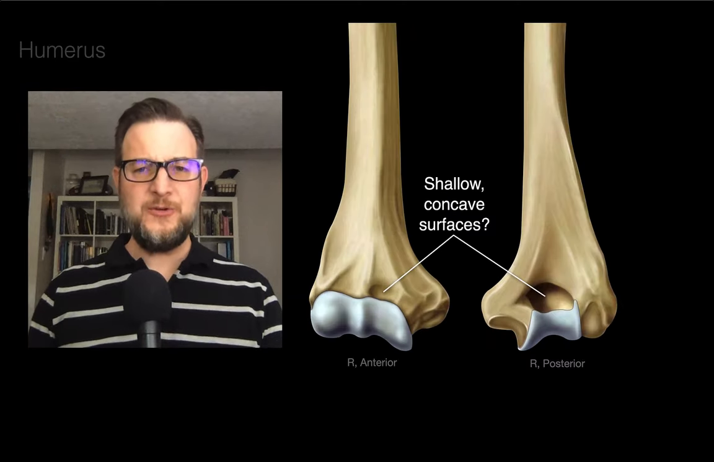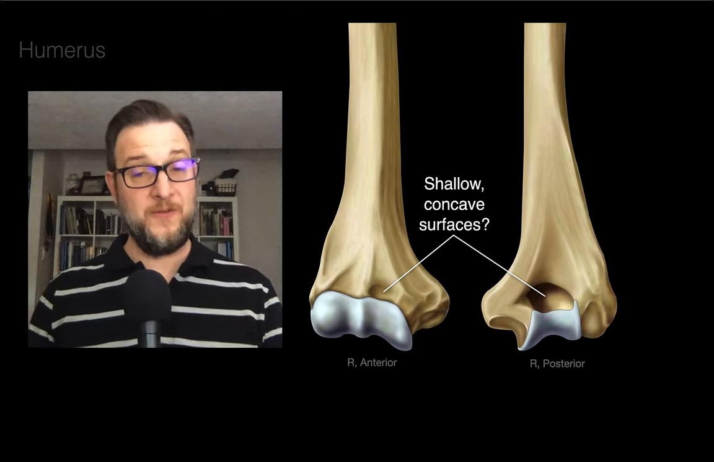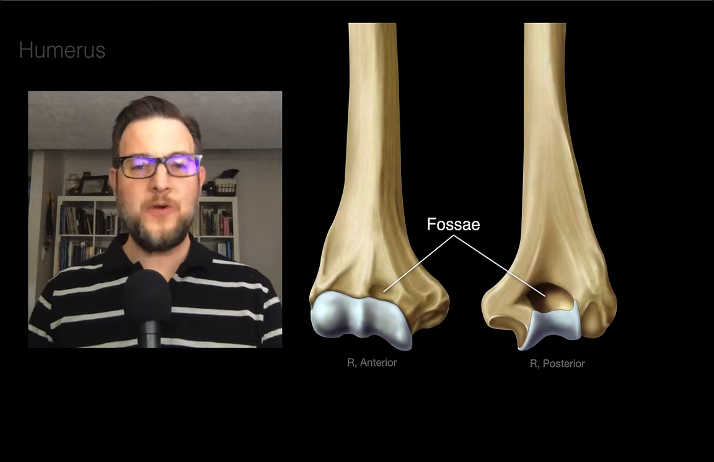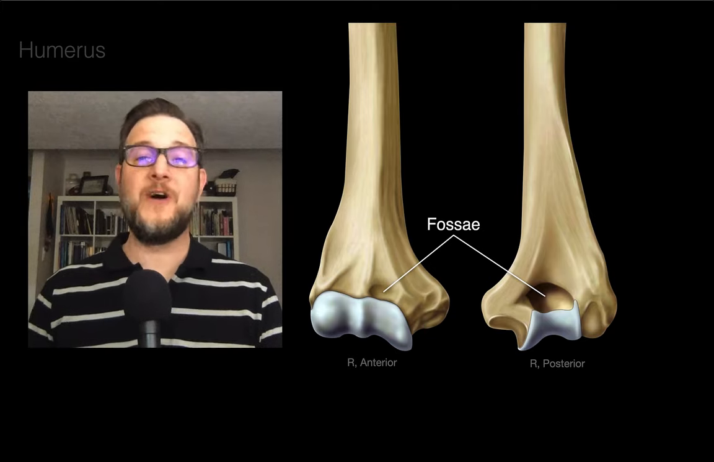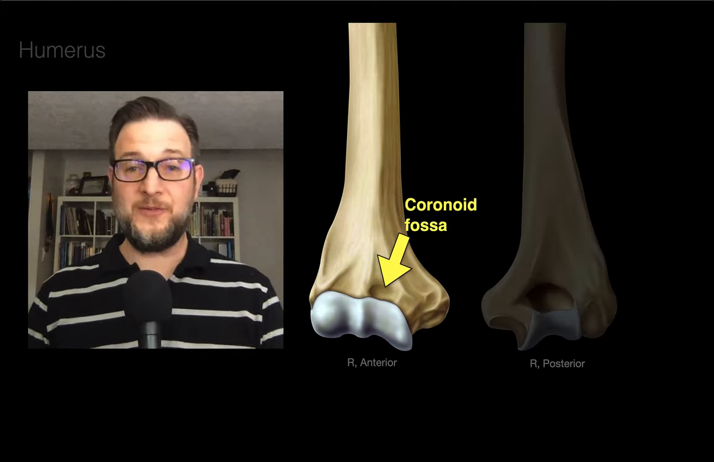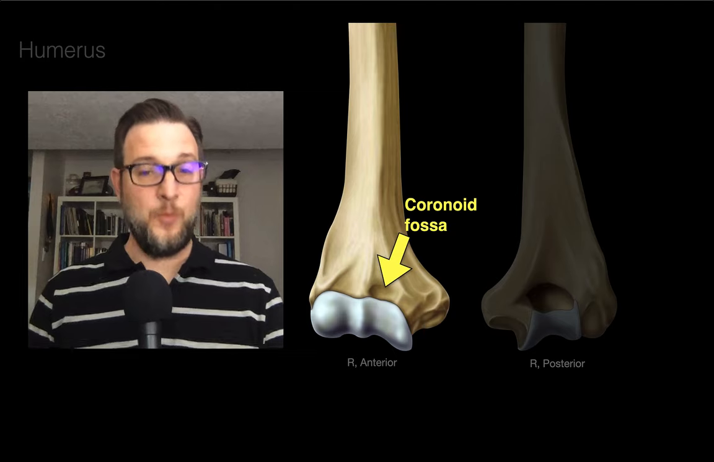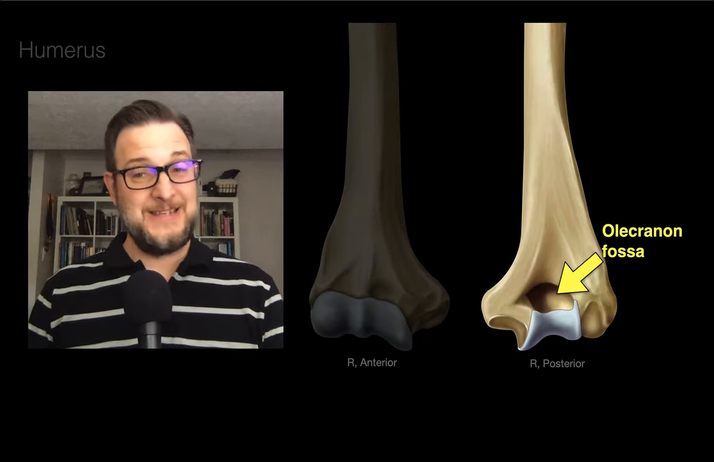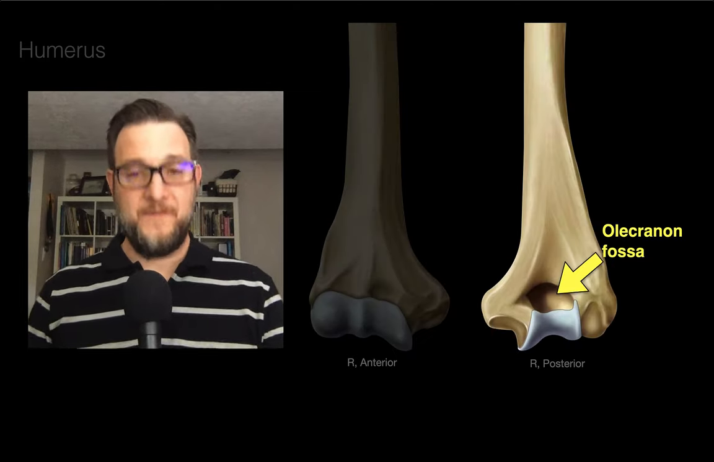We see these two shallow concave surfaces, one in the front and one in the back of the distal humerus. We use the word fossae, fossa for singular, fossae for plural. This one is called the coronoid fossa, the one on the front. The one on the back that's deeper is called the olecranon fossa.